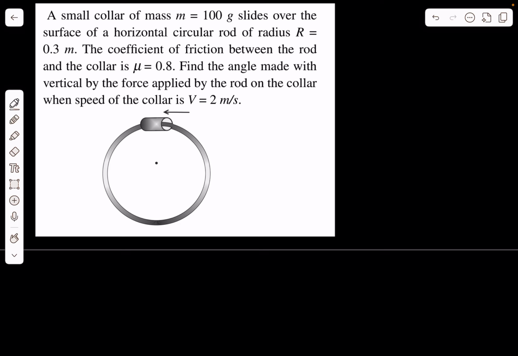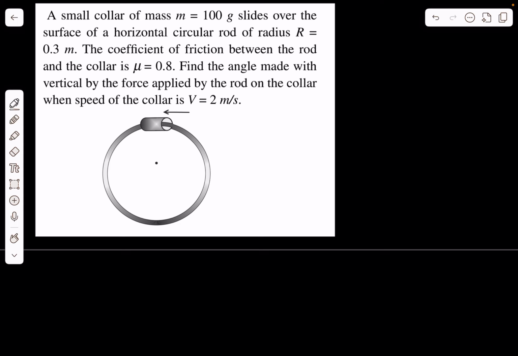So what will be the forces by the rod on the collar? In this situation, there will be a normal reaction by the rod, and the normal reaction won't be vertical. The normal reaction would have been vertical if the collar was just resting on the circular rod. But since the collar is moving in a circular motion along the rod, the normal reaction will have two components. One along the vertical and another component towards the center, and this component will be responsible for the required centripetal force for the collar to go in a circle.